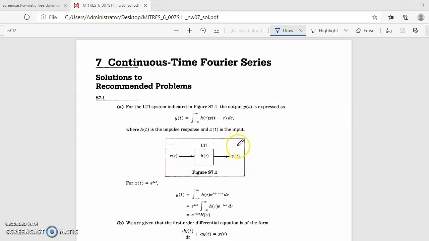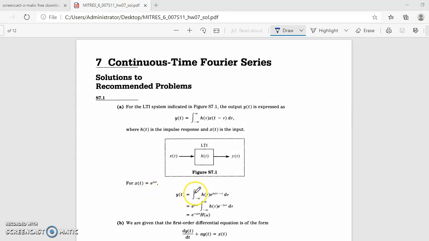So the transformation of the input signal is nothing but h of t acting on x of t. This x of t gets some delay, which we denote as tau. So that x of t signal is replaced by x of t minus tau d tau. Now we consider x of t equal to e power j omega t.